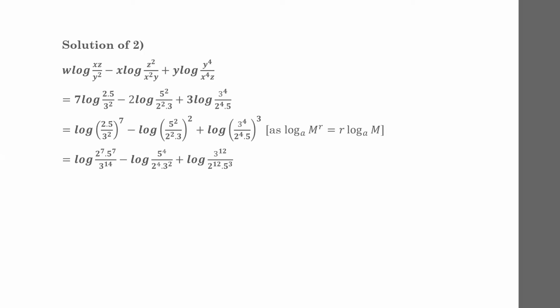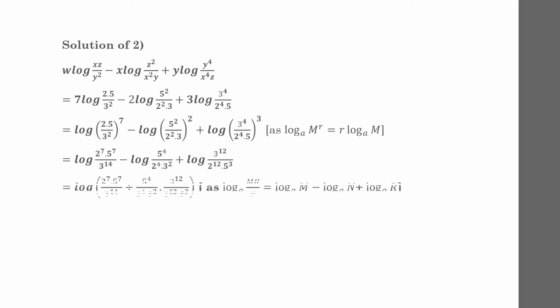Here we have three terms, with minus and plus in between them, and no base is given. As I have said before, if there is no base, 10 will be our base, and as the base of all terms is similar, we can apply the division and multiplication formula of logarithm.